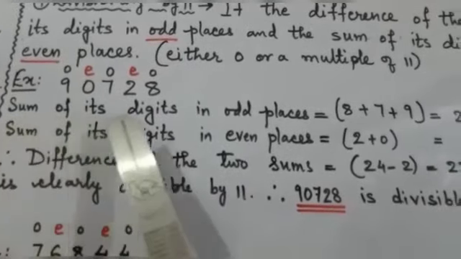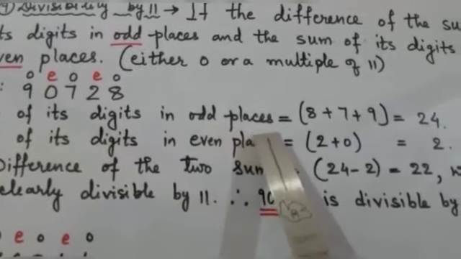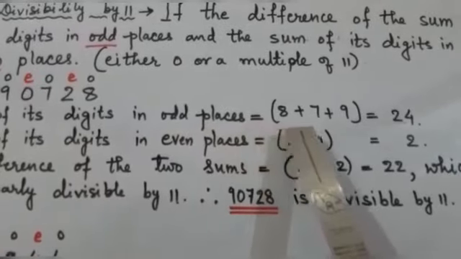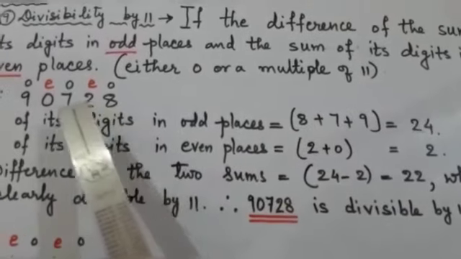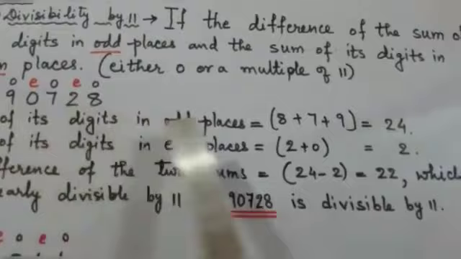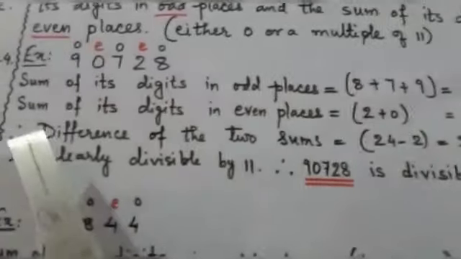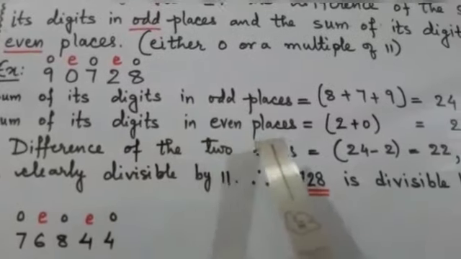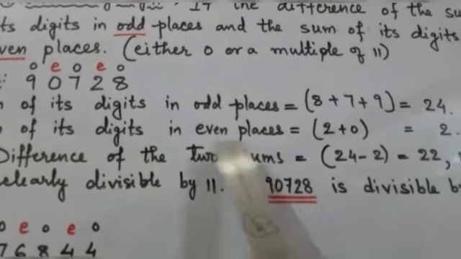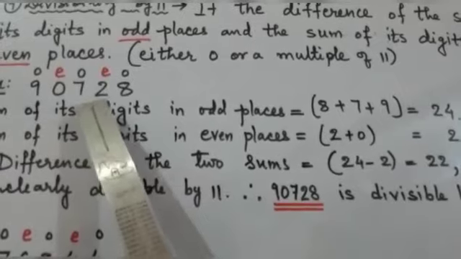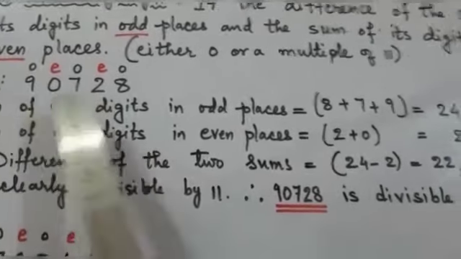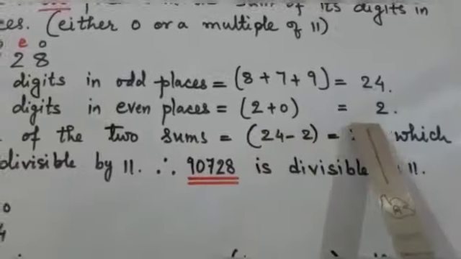Next, sum of its digits in odd places. We have to write all the digits of the odd places: 8 plus 7 plus 9 equals 24. Sum of its digits in even places: same, we have to write all the digits of even places, 2 and 0. 2 plus 0 is 2.